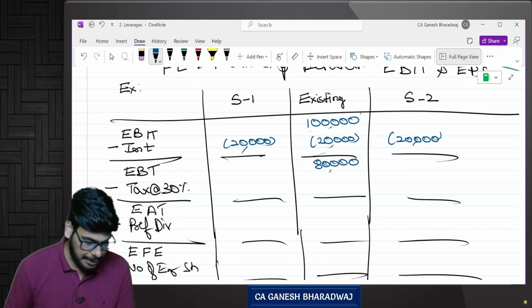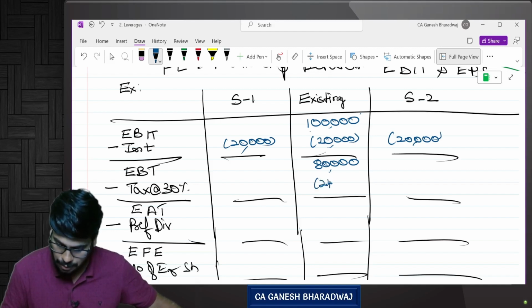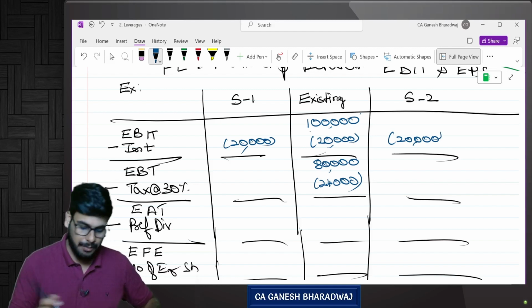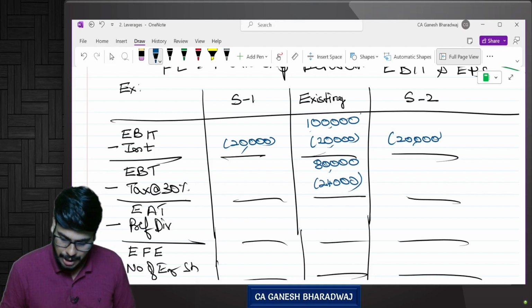Minus tax at the rate of 30%. So on 80,000, calculate 30%. That's going to give you 24,000. So 80,000 into 0.3 gives you 24,000. So now 80,000 minus 24,000 is going to give you 56,000.